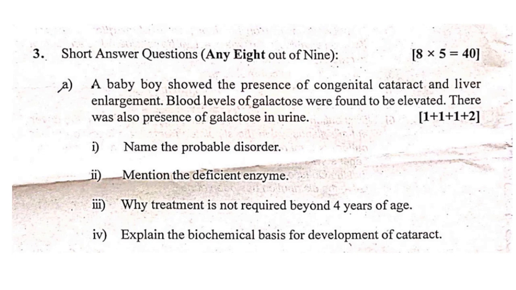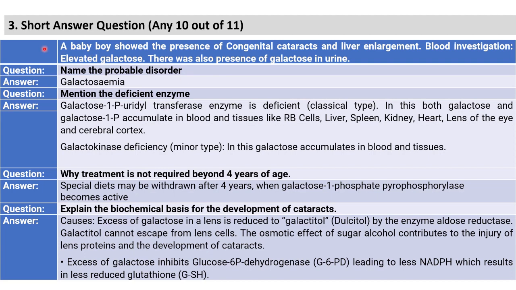Now SAQs, short answer questions. Any 8 out of 9. So this is the first case in that range. The question was: a baby showed the presence of congenital cataract and liver enlargement. The blood investigation shows elevated galactose. There is also presence of galactose in urine. So it is a clear-cut case of galactosemia, or classic galactosemia.